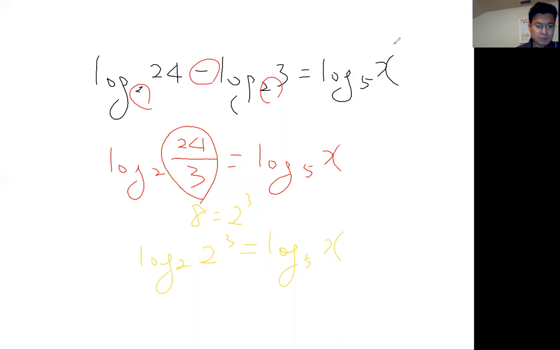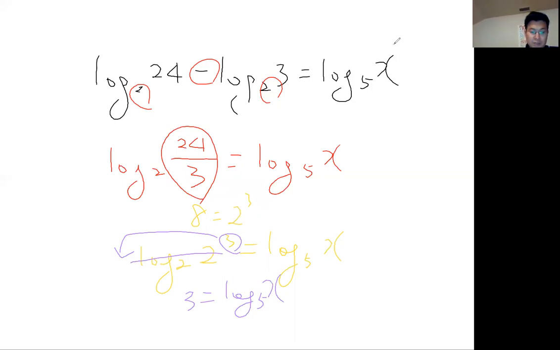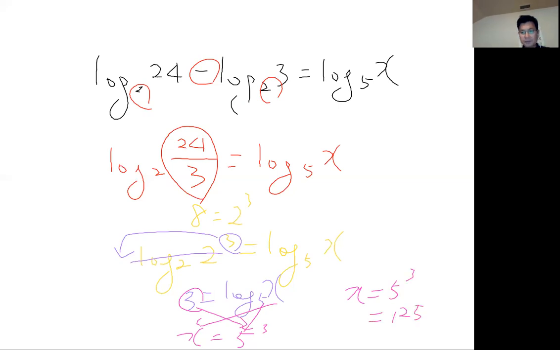Since the base goes away, the 3 you can put in front. So 3 equals log base 5 of x. Then you can simply switch it over and see how it works: x goes this way, the base stays the base, which is 5, and then 3 becomes the exponent. So x is basically 5 cubed, which is 125.